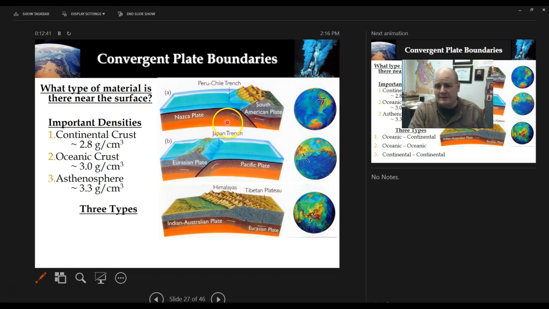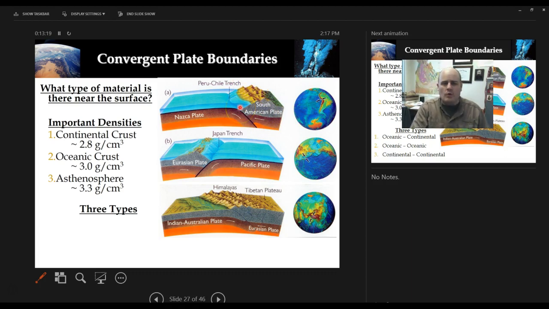This is happening in a lot of places. It's happening in Italy, okay, where the African plate is going underneath the European plate. It's happening in Alaska, where the Pacific plate is going underneath the North American plate. It's happening in South America, where the Nazca plate is going underneath the South American plate, all forming these chains of mountains and volcanoes. In the southern hemisphere, in South America, it's forming the Andes.